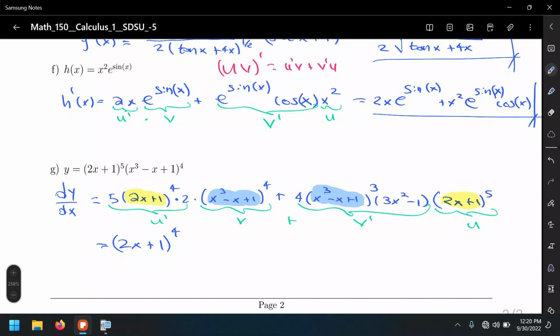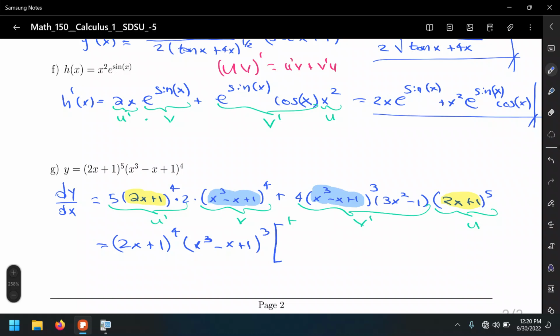Because we can factor the 5 powers, because here we only have 4. So the maximum we can factor out is 4. Okay. So for x cubed minus x plus 1, we have it here to the 3rd power versus to the 4th power. So let's factor out the cube.